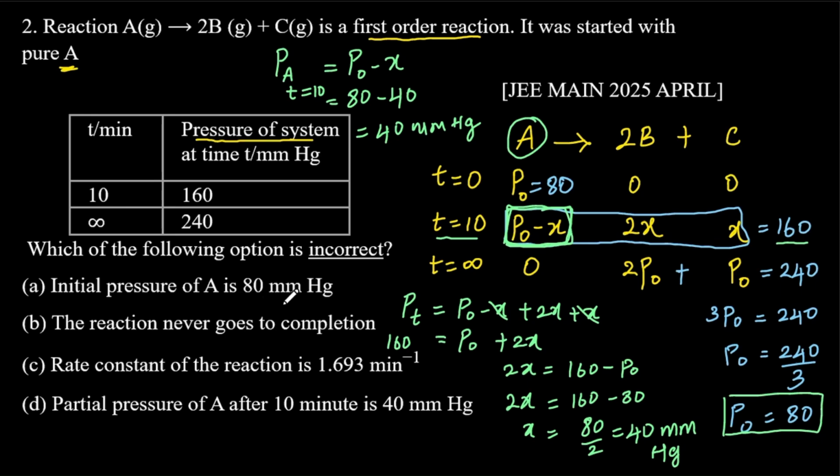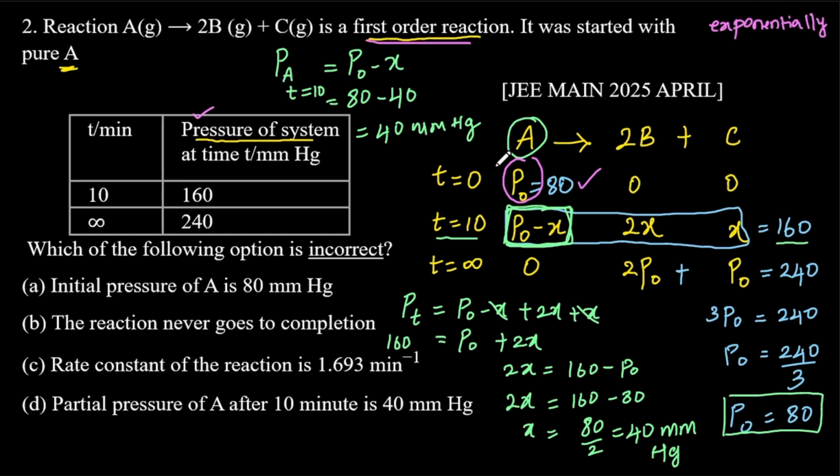Initial pressure of A is 80 mm Hg. So initial pressure is P naught, which is 80. So the first option is correct. The reaction never goes to completion. The second option is also correct, because for all first order reactions, the concentration or the pressure decreases exponentially.